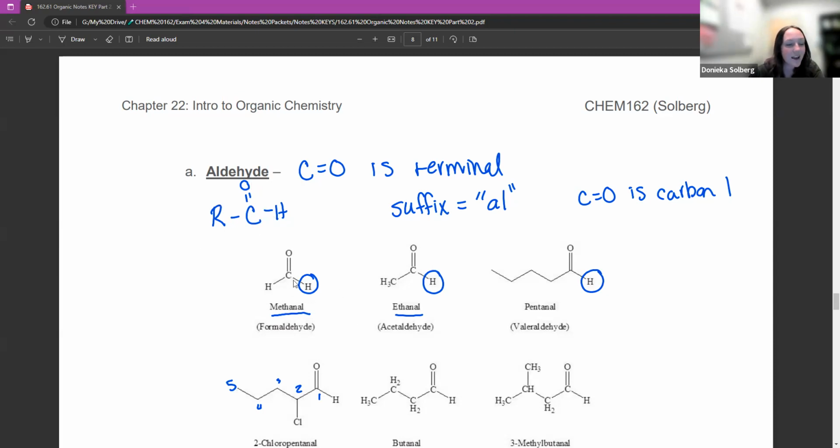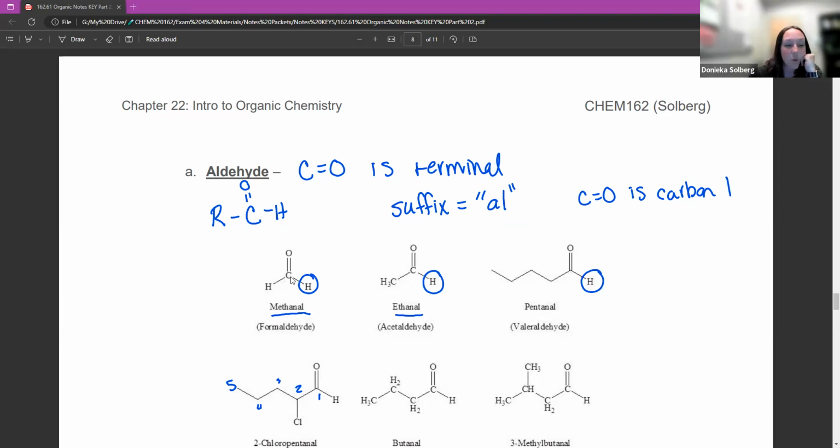This is methanal, carbon with a double bonded O, hydrogen. This is my R group, carbon double bonded O, hydrogen. This is my carbon with a double bonded O and a hydrogen. The ending is -al, so you have to be careful with your alcohols and your aldehydes. The ending for an aldehyde is -al. The ending for an alcohol was -ol. So if it is an aldehyde, meaning it has a terminal C double bond O H, it ends in -al.